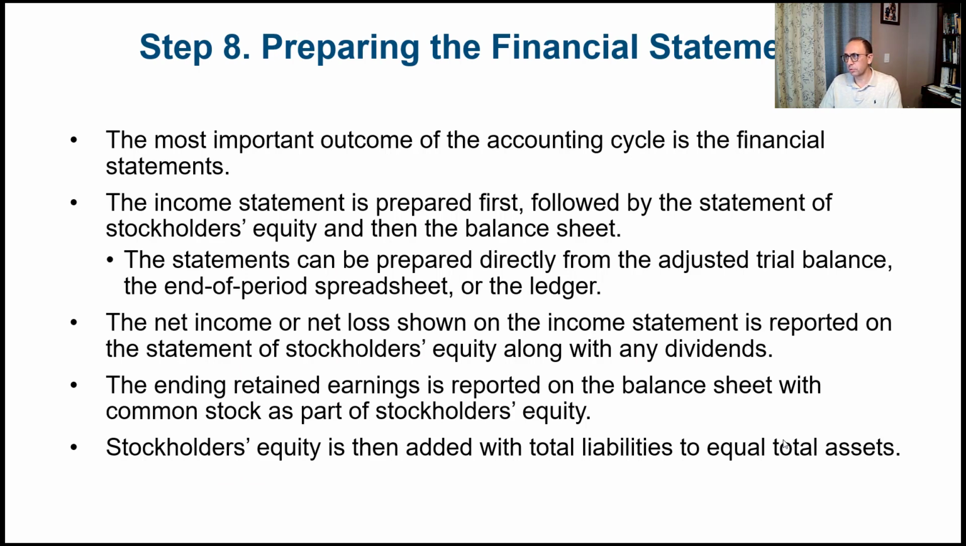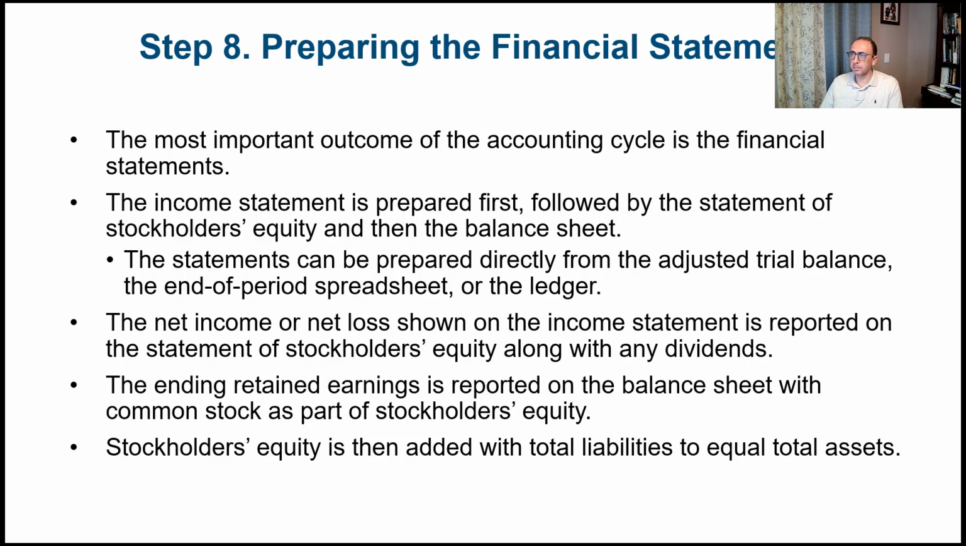This is considered to be an important step because an important outcome of the accounting cycle is the financial statements. The income statement is prepared first, followed by the statement of stockholders' equity, and then the balance sheet. This order is required. You cannot follow a different order. You cannot start with the balance sheet because you need the stockholders' equity section from the stockholders' equity statement. And again, to prepare the statement of stockholders' equity, you need the net income, and there's no way you can get it until you prepare the income statement.